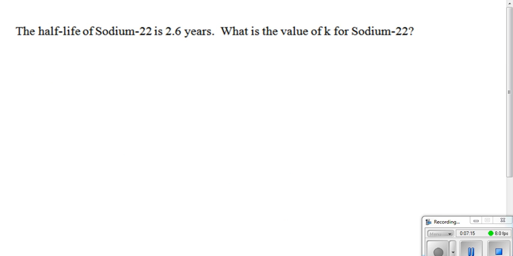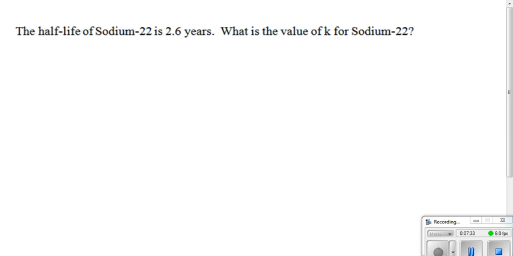Some strong coffee. Let's look at this situation. The half-life of sodium-22 is 2.6 years. What is the value of k for sodium-22? Again, sodium-22 is another isotope. It's a certain kind of sodium that takes 2.6 years for half of it to be left.